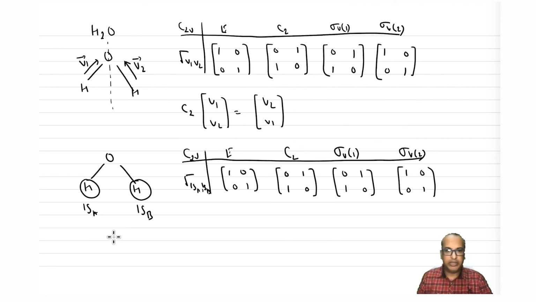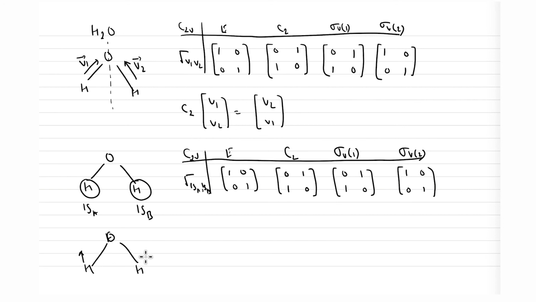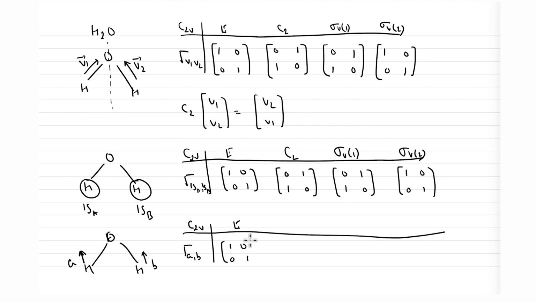Let's write one more representation with the same molecule. But in this case, now the vectors are actually perpendicular to the plane of water. Okay, so these are the two vectors. Let's call them vector A and vector B, which are now perpendicular to the plane defined by the water plane. Okay, now in this case, tau AB, the E matrix, will be again the same.